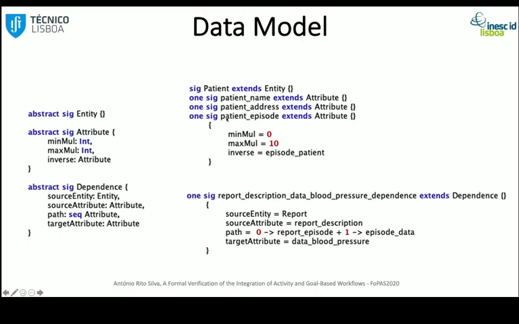And this patient episode is the specific case of an attribute that actually is a relation between two entities. In this case, you need to represent the inverse, which is the one that goes from episode to patient. And this is an example of a dependence where I define the report, the source attribute, which is the report description, and we see that report episode data, blood pressure.